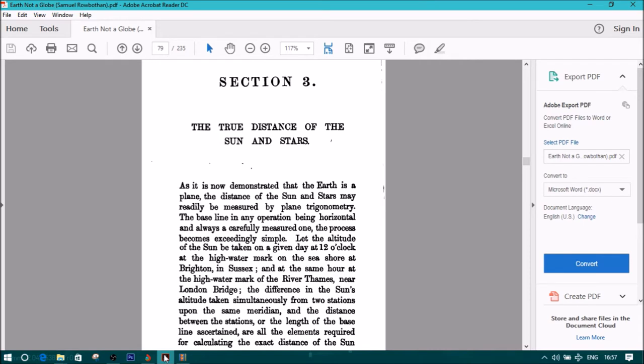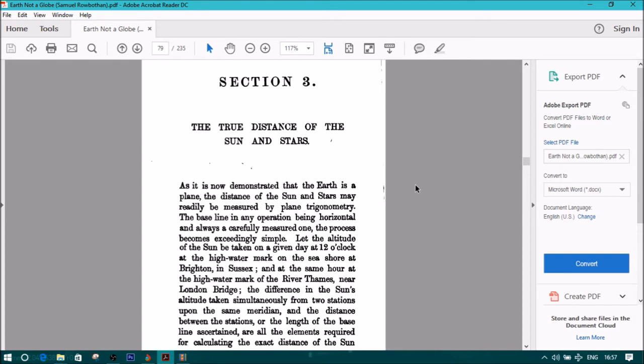Section 3. The true distance of the Sun and stars. As it is now demonstrated that the Earth is a plane, the distance of the Sun and stars may readily be measured by plane trigonometry, the baseline in any operation being horizontal and always a carefully measured one. The process becomes exceedingly simple.